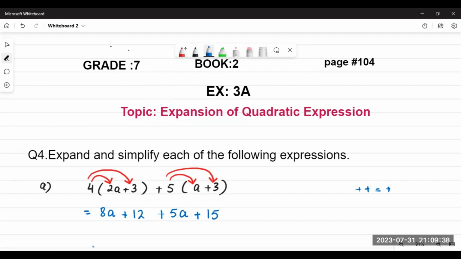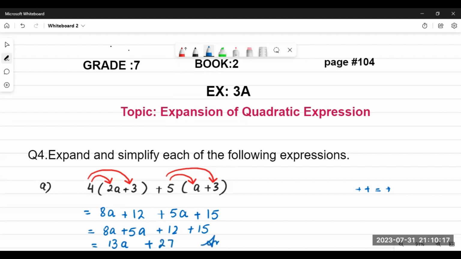After this step, the next step is collecting the like terms. So as you can see, there is no square value, only a variable is here, a variable is with this term also, and two constants are there. So arrange them: 8a plus 5a plus 12 plus 15. Now we have to add the coefficients of a. When we add 8 plus 5, the answer is 13. 13a plus 12 and 15. When you are adding 12 and 15, the answer is 27.